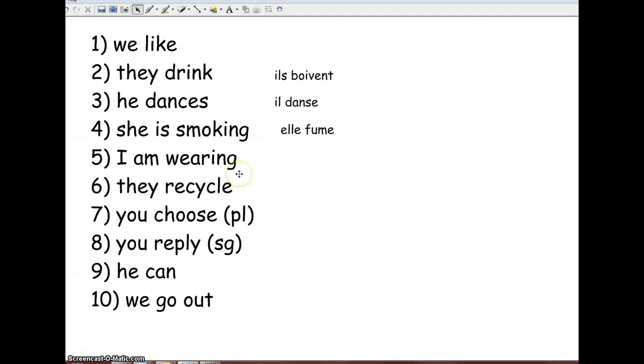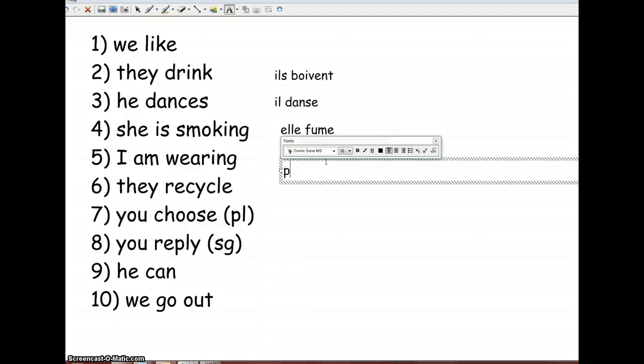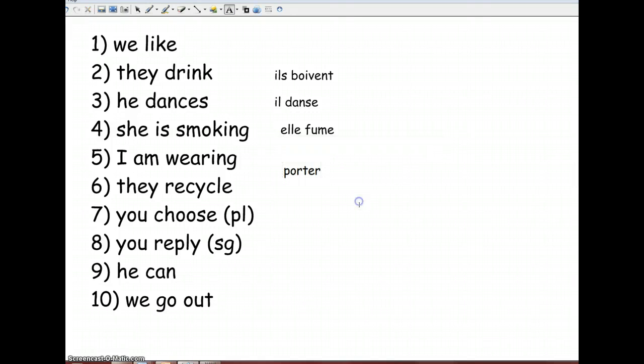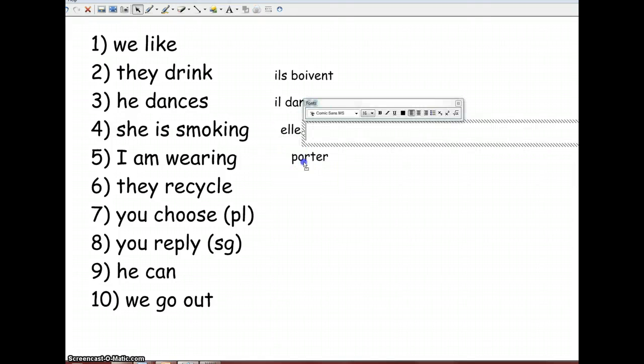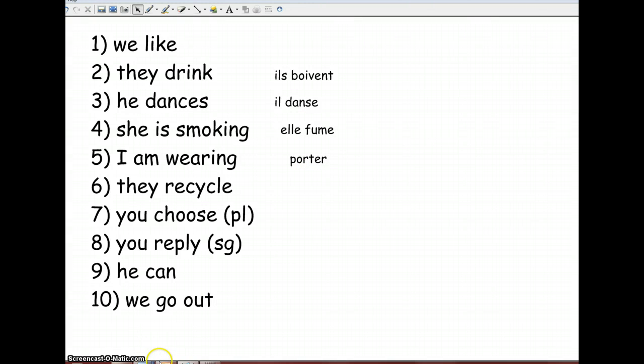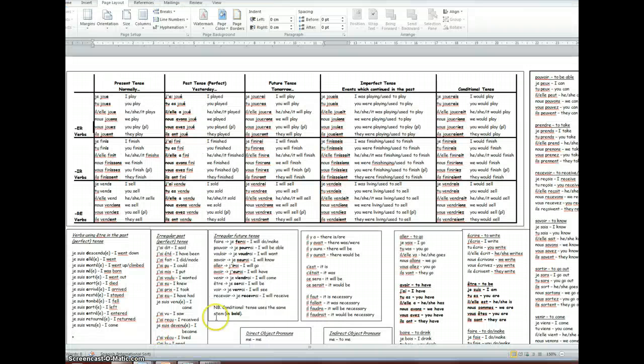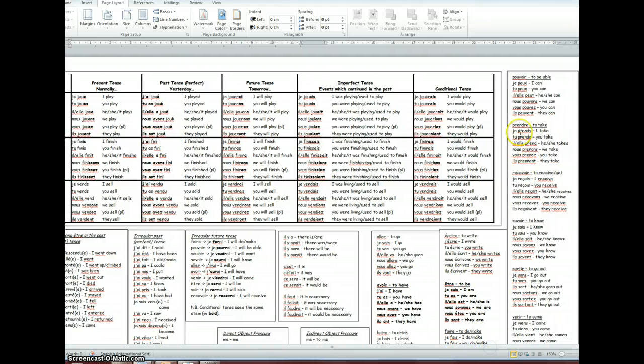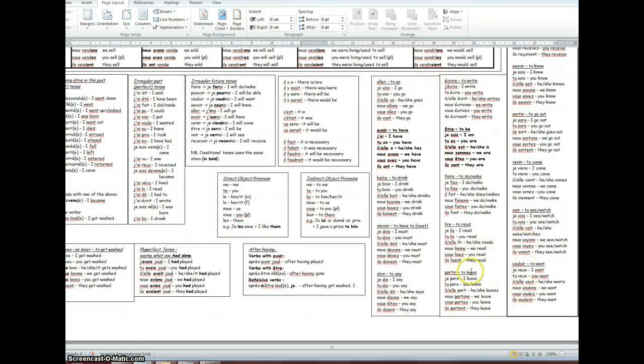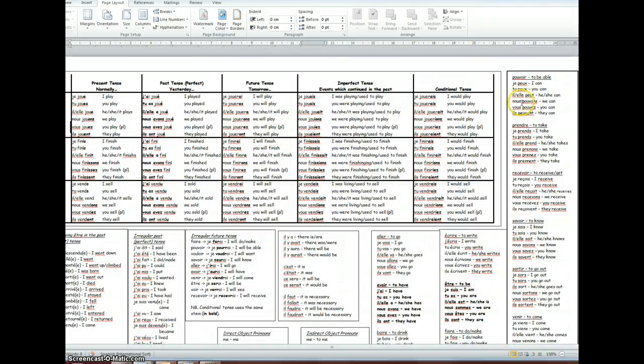Alright, so back to the number 5 then. I am wearing. Okay, so we need the infinitive for to wear, which we need to look up. That is porter. Okay, and remember, the first thing we do is we check the learning map to see whether it's irregular, and we can very quickly see that it goes from partir to pouvoir, and there's no porter in there, so we know we are regular, and we need to know our ending.